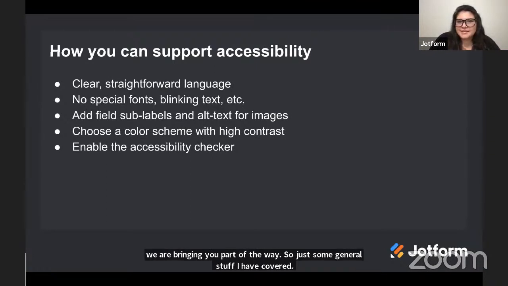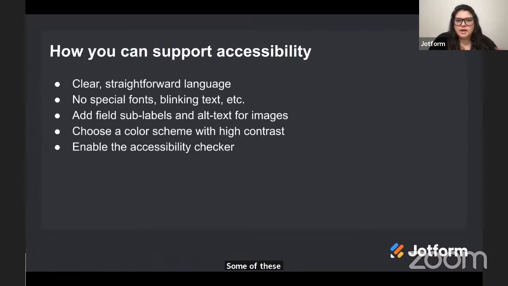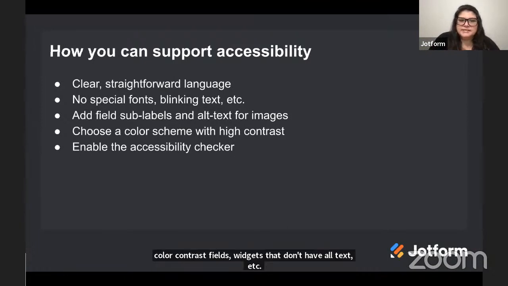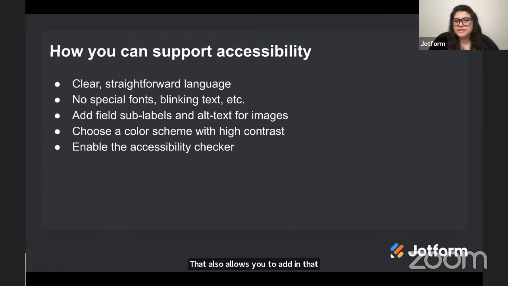You can enable that accessibility checker so that you can have warnings on color contrast, fields, widgets that don't have alt text, etc. That also allows you to add in that accessibility badge. Generally speaking, you want to choose those high contrast colors for optimum visibility for all users. Make sure that you're including those labels and sublabels. Again, that is general best practices for any form, but it also means that screen readers have a way to translate what that is as well. Same thing for images, make sure you're including that alt text.